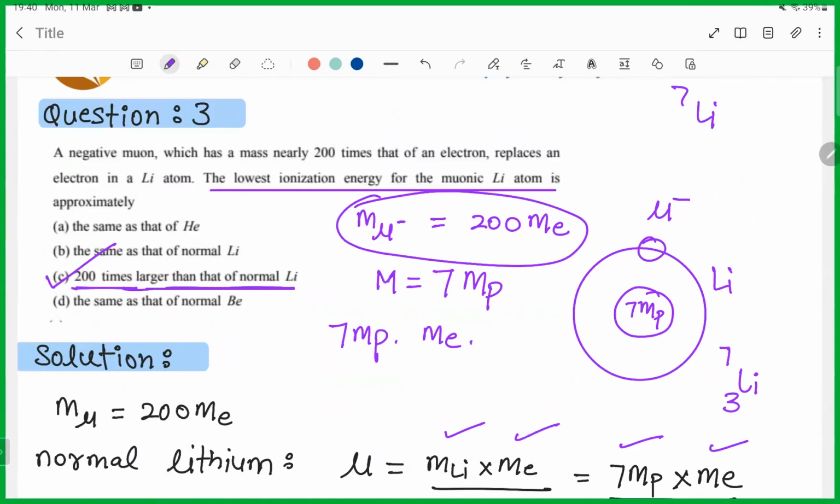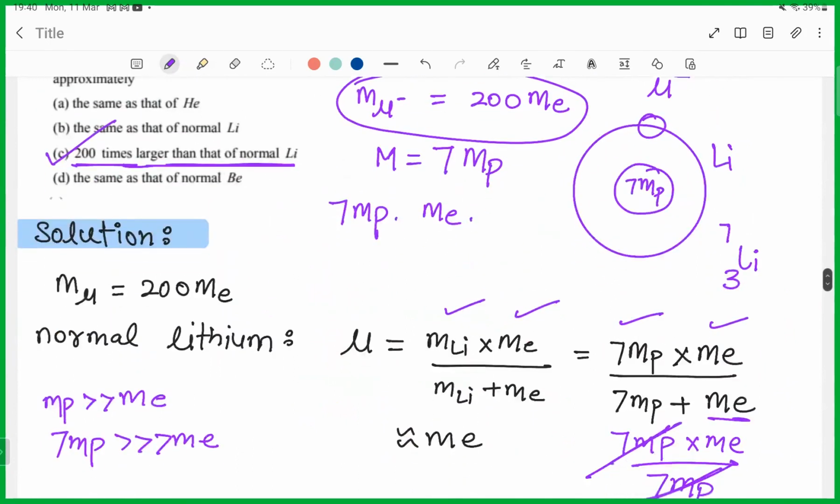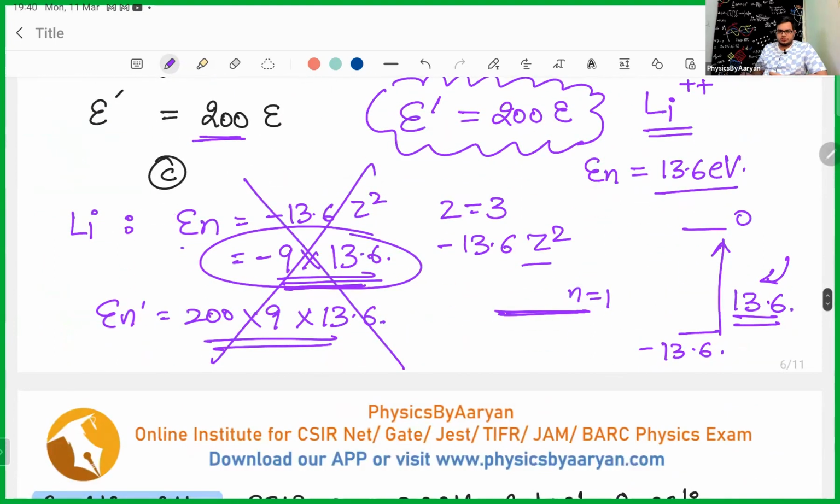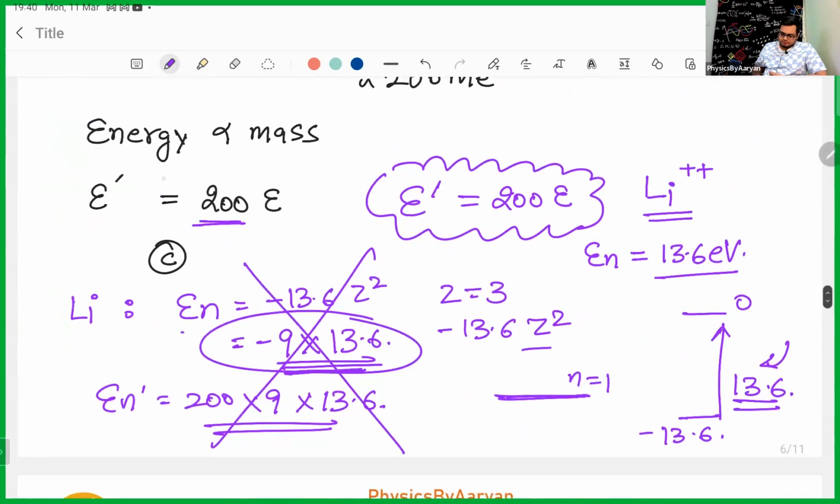Is everyone clear? There was actually no need to calculate this energy, the 13.6 times Z squared. I was just explaining that. Initially I wrote only this much of the solution because that's enough.